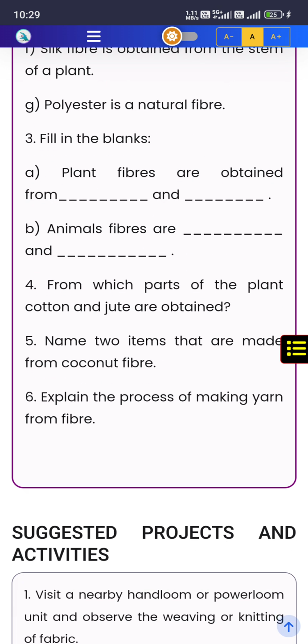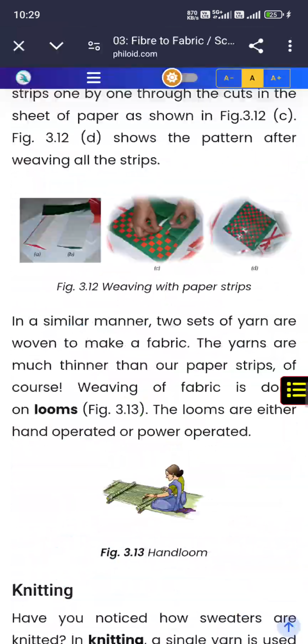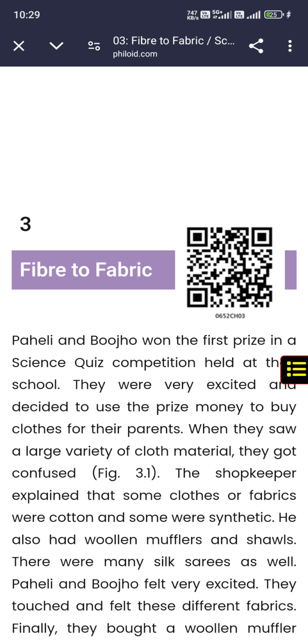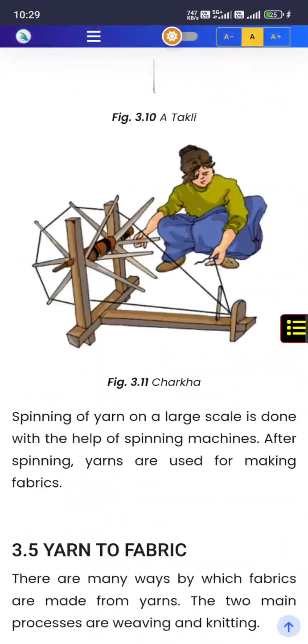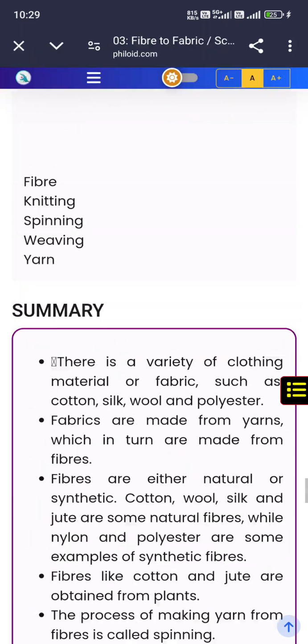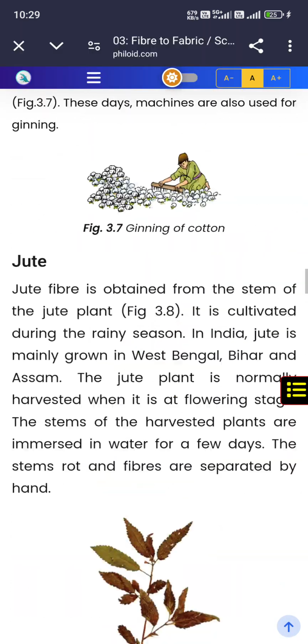Explain the process of making yarn from fiber. Fibers are rolled up together to make a yarn. Okay, so that's how this chapter comes to an end. This chapter is called Fiber to Fabric, and we have completed this chapter in less than 25 minutes. We have also completed all the exercises. Everything that is left is the summary, and you are going to study the summary all by yourself.